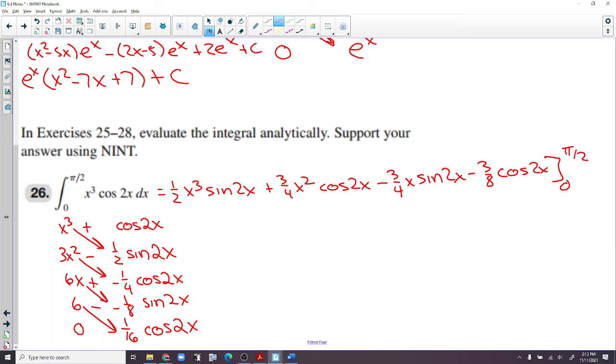The good news is a lot of these are going to be 0. Like, for example, the sine of pi is 0. So that's 0. Cosine of pi is negative 1. So minus 3/4 pi squared over, not 16, 4. Pi squared over 4, right? Because you're going to square the half. Sine of pi is 0. So that's really minus 0. Cosine of pi is negative, so I get plus 3/8.